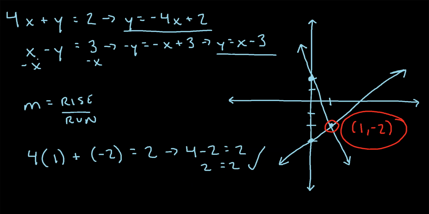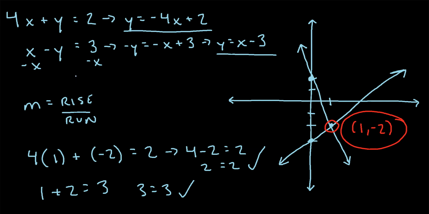Now let's check the second equation. We had x minus y is equal to 3. So again, let's plug in a 1 for x and a negative 2 for y and see if we get a true statement. So 1 minus a negative 2, that would be 1 plus 2, is equal to 3. So 1 plus 2 is 3, which is indeed equal to 3. So that checks out too. So we know that 1, negative 2 must be the correct answer because it satisfied both of the original equations.